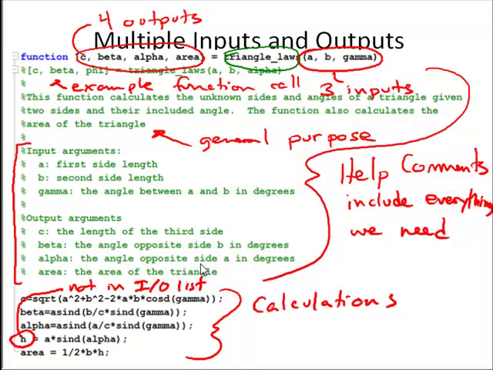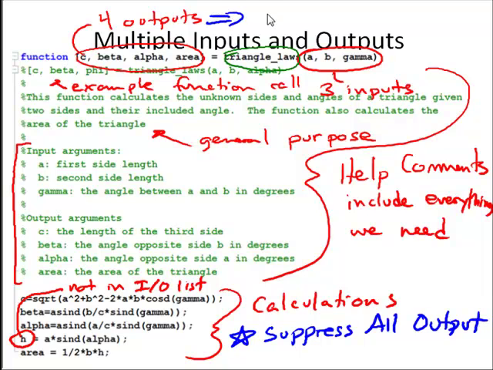One important thing on the calculations here is we want to suppress all output. The reason that we want to suppress all output from a function is because it can be confusing when that output shows up in the command window, but you're not actually making changes to the command window workspace. The only way you make changes to the command window workspace is by what you pass through these outputs. That's called the base workspace.